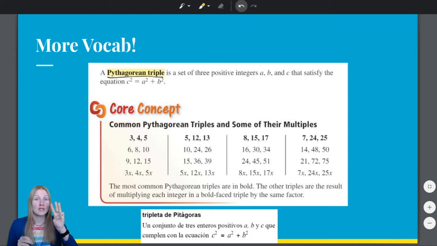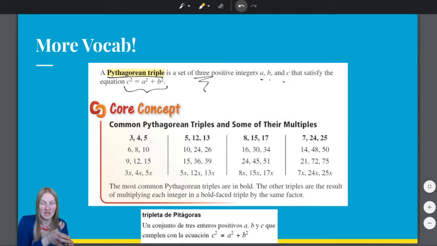Pythagorean triple. When you hear triple, you think 3. So a Pythagorean triple is a set of 3 positive integers, a, b, and c, that satisfy the Pythagorean theorem. So if you have 3 numbers that you can plug into a squared plus b squared equals c squared, and you get a true statement, those are Pythagorean triples.